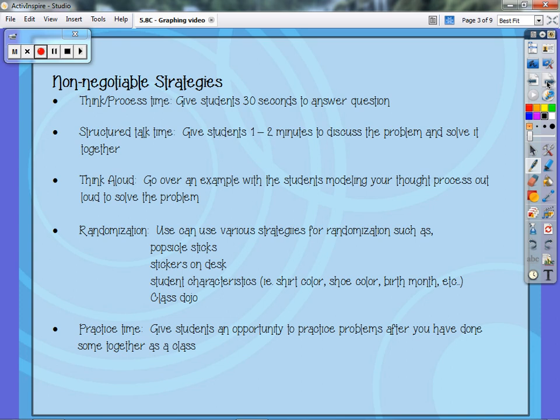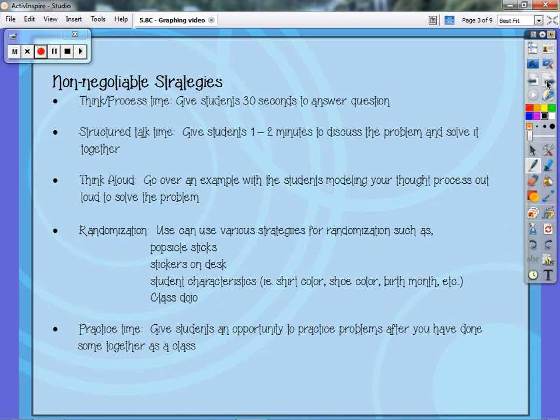Randomization. You can use various strategies such as popsicle sticks, stickers on the desk, student characteristics, Class Dojo, or whatever other randomization tools that you have or use in your classroom. And practice time. Just make sure that you're giving students an opportunity to practice problems after you have done some together as a class.